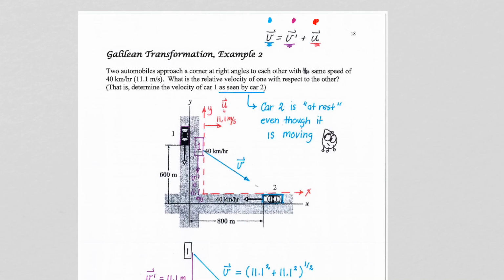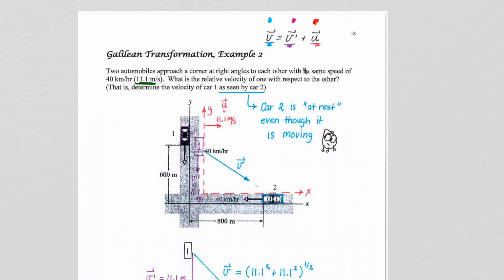So let's see the language in this problem. We have two automobiles approaching a corner at right angles to each other with the same speed. So identical speeds of 40 kilometers per hour, 11.1 meters per second. And we're asked what is the relative velocity of one with respect to the other.